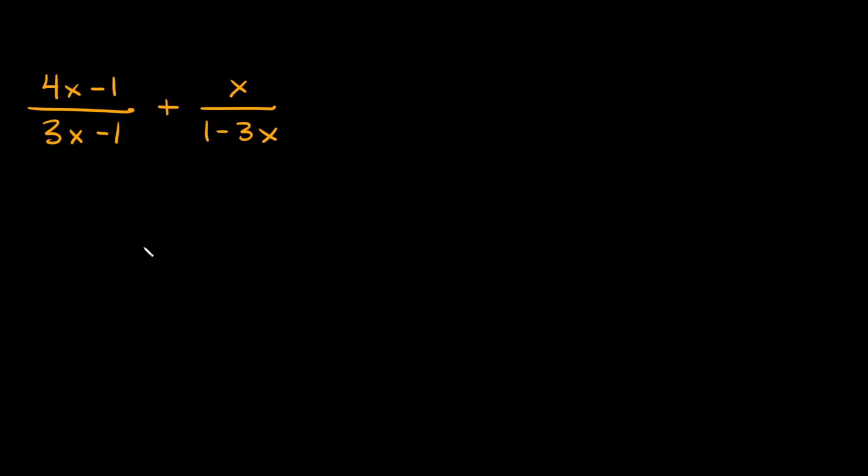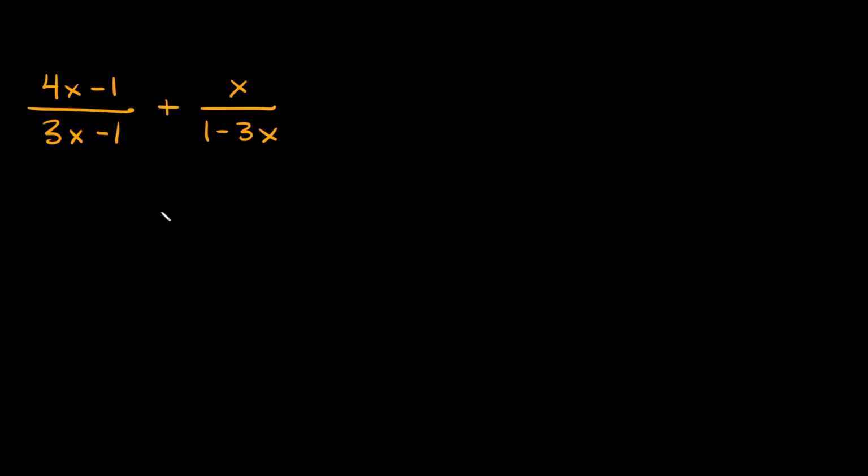So in this video, I'm going to teach you how to add and subtract rational expressions that have opposite denominators, or flipped denominators, okay? As you can see, here we have 3x minus 1 in this denominator, and here it's flipped, right? It's 1 minus 3x, okay?